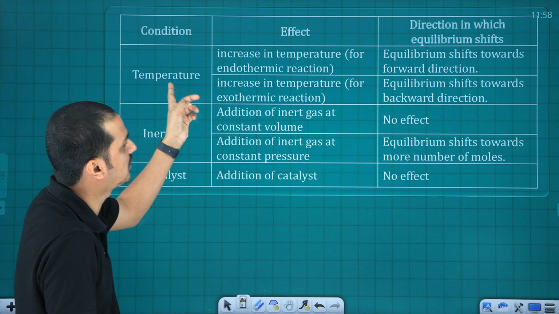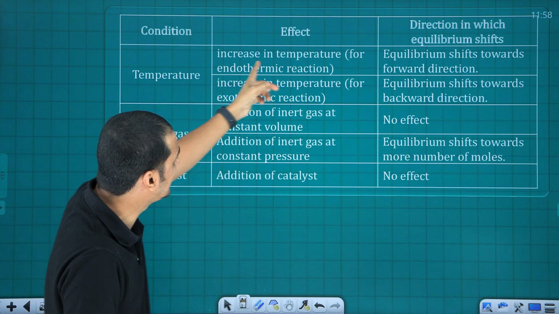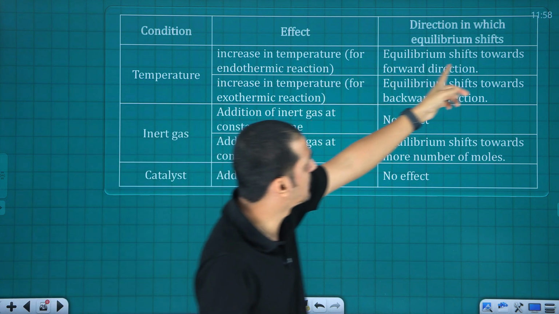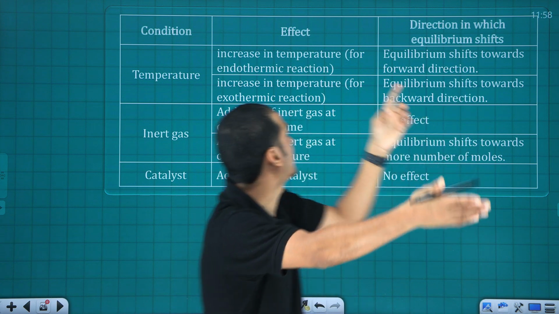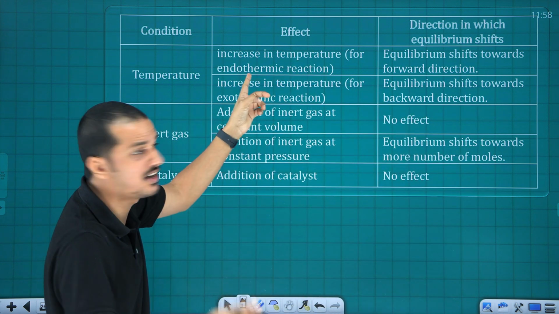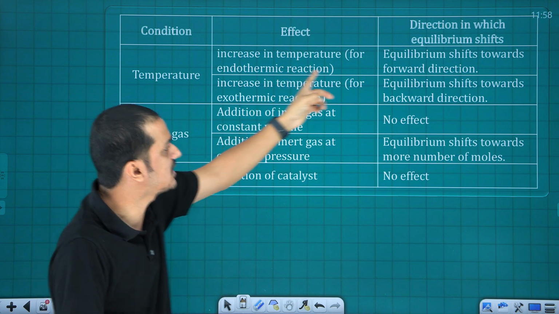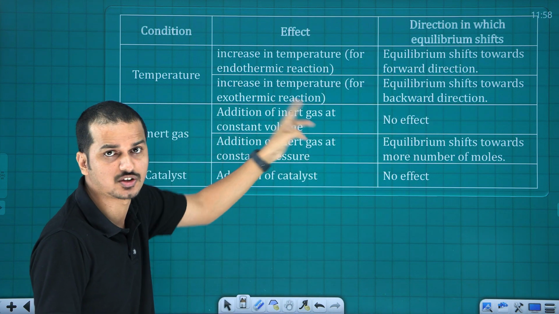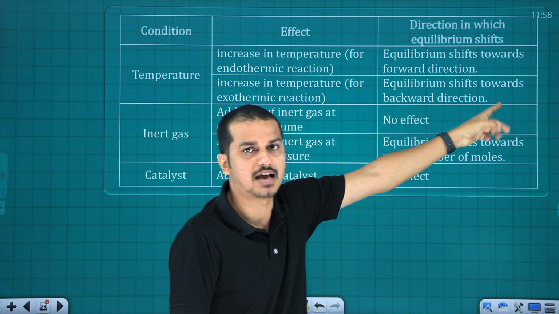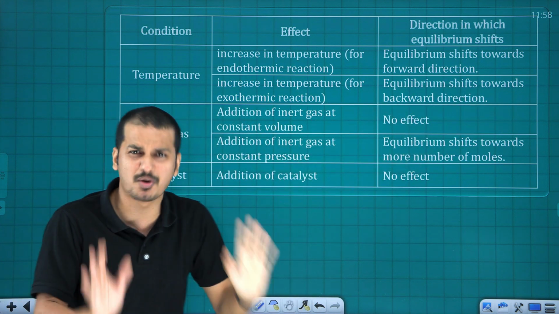So that idea only I wrote here. You can see, increase in temperature, the equilibrium shifts towards the forward direction if the reaction is what? Increase in temperature, for an endothermic reaction, will shift towards the forward direction. And increase in temperature for an exothermic reaction, the equilibrium shifts towards the backward direction. Okay. You have to remember only this idea.